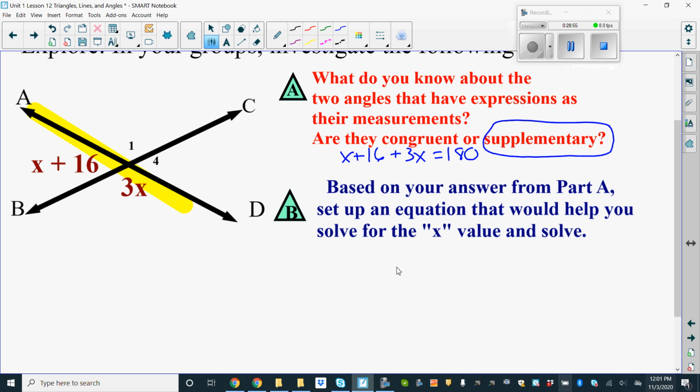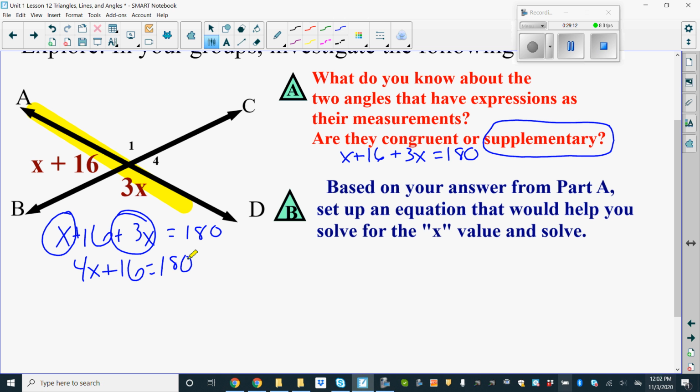So when we have to solve this, we have x plus 3x and 16. We're going to combine x plus 3x. We get 4x plus 16 equals 180. We're going to subtract 16 on both sides. And we're going to get 4x equals 164. And we have then to divide by 4 on both sides. And we get x is 41.